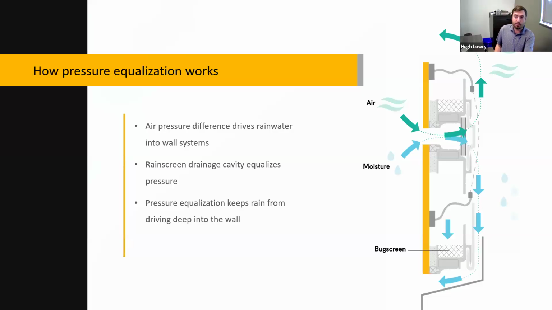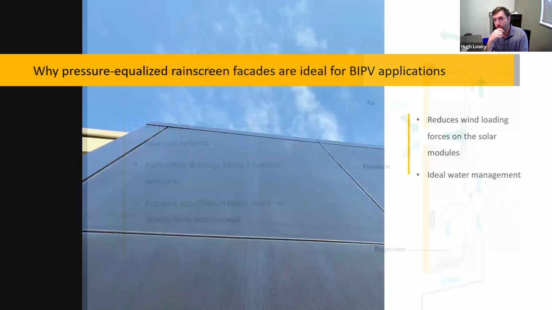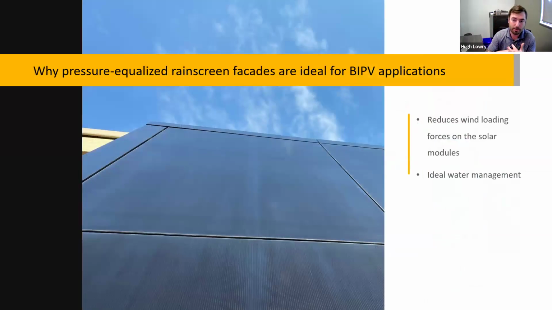So pressure from the wind obviously sends rainwater into a building's wall system. Pressure equalized rain screens help mitigate this problem by reducing that pressure differential across the cladding by way of compartmentalization and backventing. Any incidental water that does enter the system is directed down the drainage plane and out the bottom via flashings. So why are they so ideal for BIPV applications?